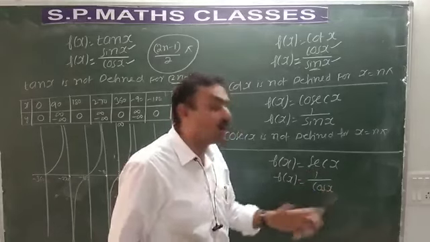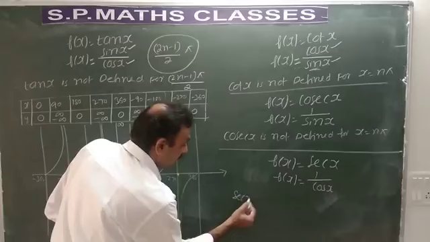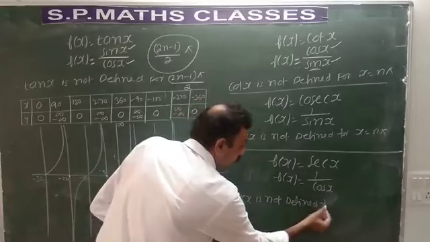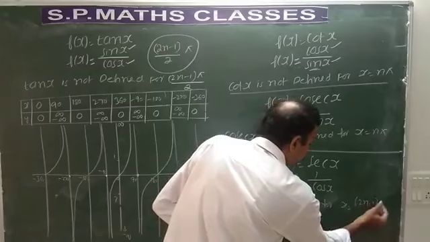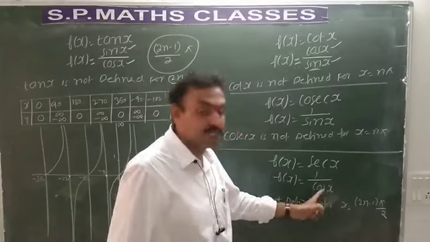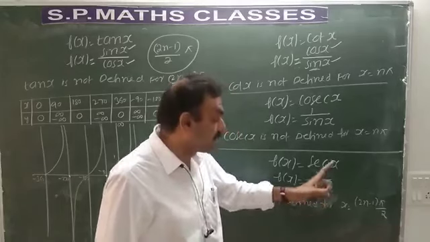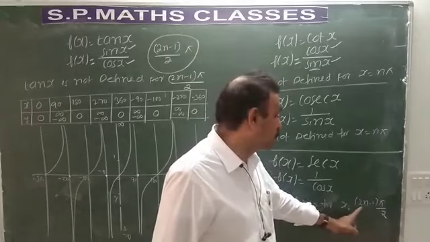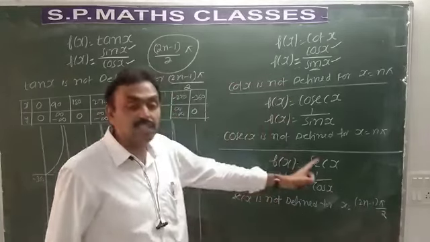But when cos x becomes 0, secant x is not defined. Secant x is not defined for x equal to (2n minus 1) into pi by 2. That is, cos x becomes 0 when x is 90, 270, 450 and so on. Put n equal to 1 here: pi by 2, that is 90. Put n equal to 2: 2 twos are 4, 4 minus 1 is 3, so 3 pi by 2, that is 270.